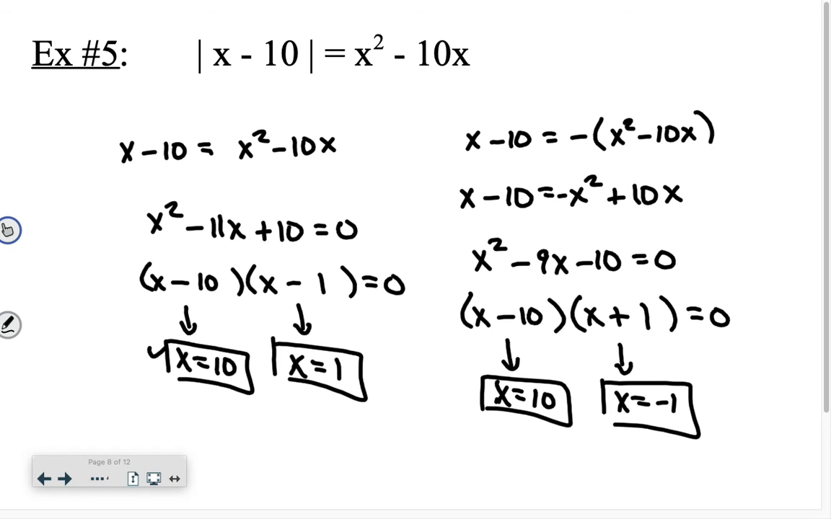If you plug 1 back in, I get negative 9 here. Absolute value of that is 9. Then we have to check over here. I plug 1 in on this one. 1 squared is 1. Minus 10. I do get negative 9, but what's the issue?